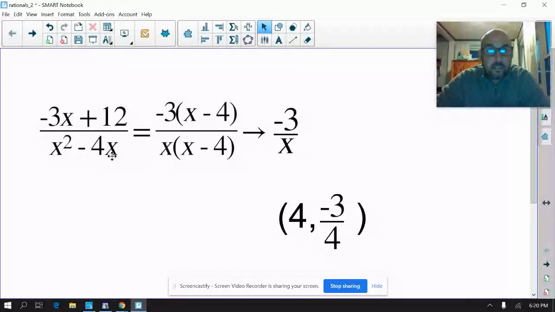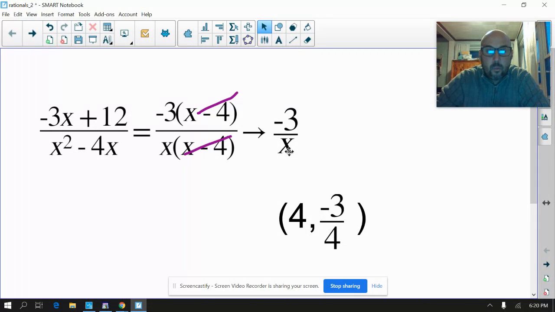The denominator has a GCF as well of x. I take that out. I'm left with x minus 4. And these two x minus 4s cancel out. That tells me that there's a hole when x equals 4. And when I plug in 4 into the remaining, reduced version of the function, I would get -3/4. So this is exactly where the hole is at 4 comma -3/4.